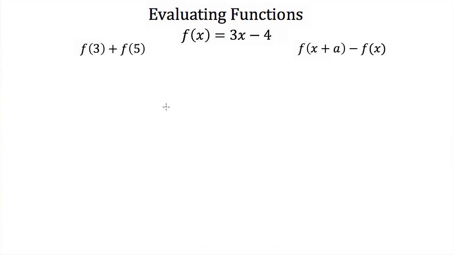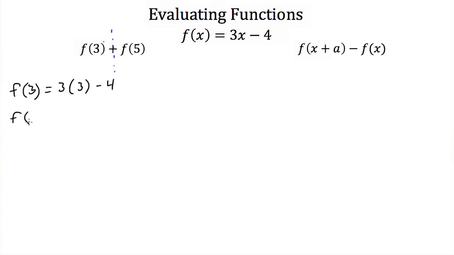Now let's try evaluating some harder functions. Here we're told to find f of 3 plus f of 5, and our function is still 3x minus 4. Well, all you do is divide this up. First, let's find the function value when x is 3. So we're going to plug in 3 for x. So f of 3 is equal to 3 times 3 minus 4.